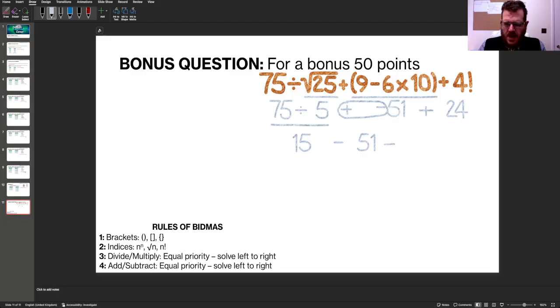And then if you add the 24 onto that, you would then have the answer of minus 12.